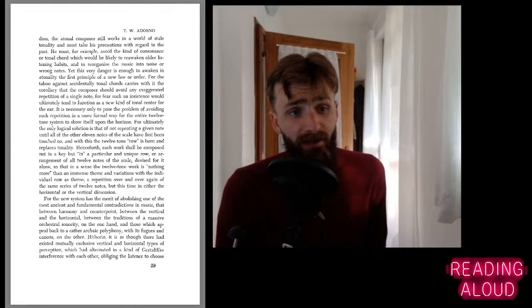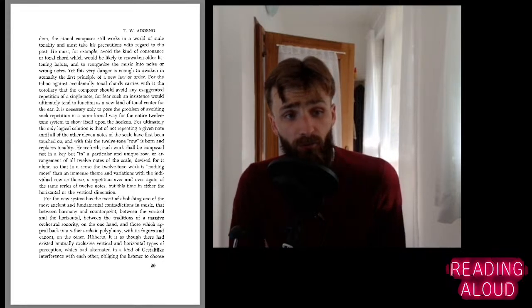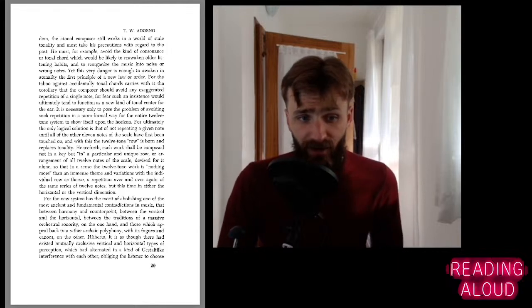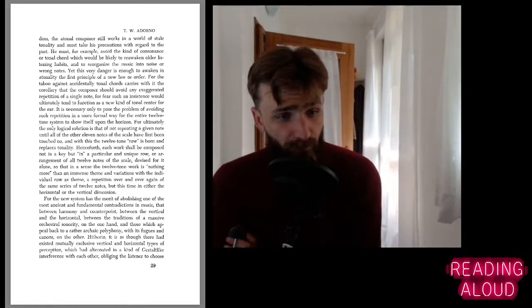For the taboo against accidentally tonal chords carries with it the corollary that the composer should avoid any exaggerated repetition of a single note, for fear such an insistence would ultimately tend to function as a new kind of tonal center for the ear. It is necessary only to pose the problem of avoiding such repetition in a more formal way for the entire 12-tone system to show itself upon the horizon.